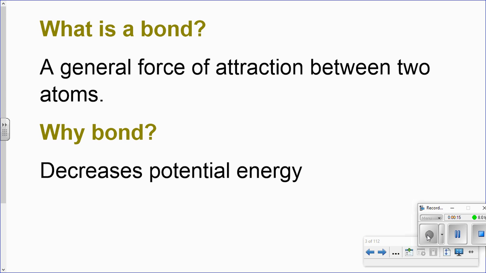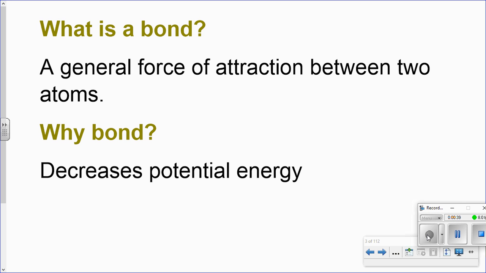So, again, what is a bond? What is a chemical bond, actually? It's a general force of attraction between two atoms. It's not any type of line or a stick or glue or anything like that. It's an invisible force between two atoms. And typically, if we talk about a chemical bond, it's going to be an electrostatic, an opposites-attracting type of attraction.